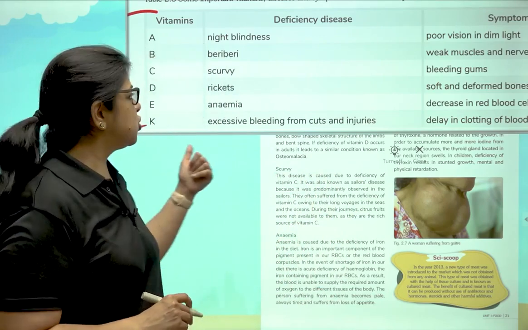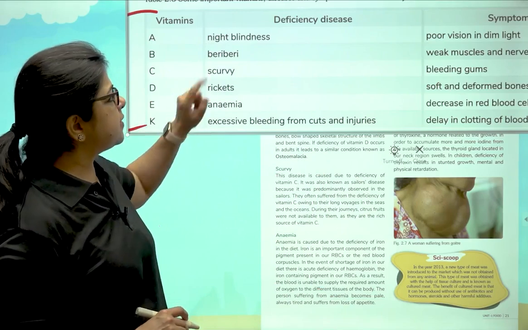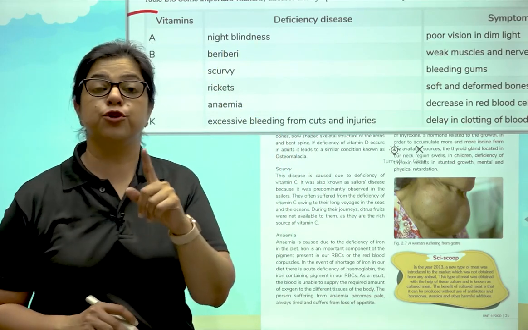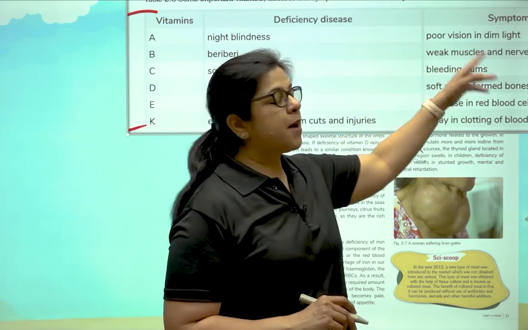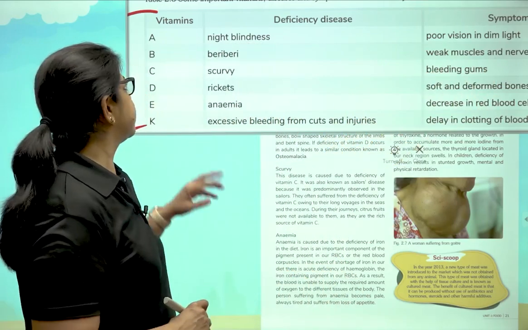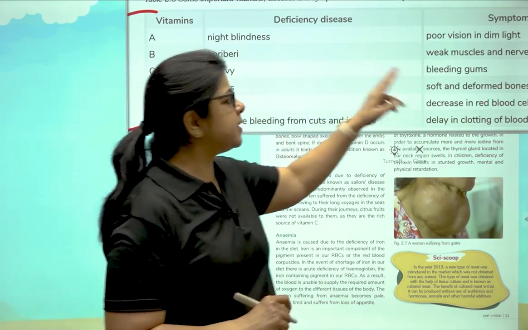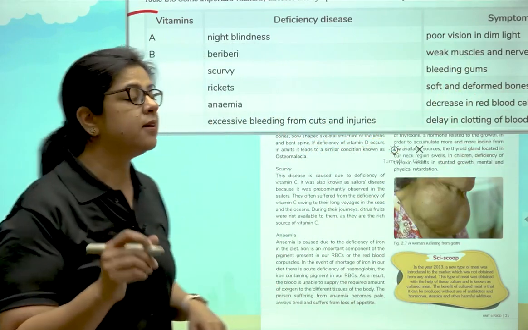Let's look at the chart here. So vitamin A, the deficiency leads to night blindness because vitamin A is required for good eyesight. And what happens? Poor vision in dim light. Vitamin B deficiency leads to beriberi. This leads to weak muscles and nerves.